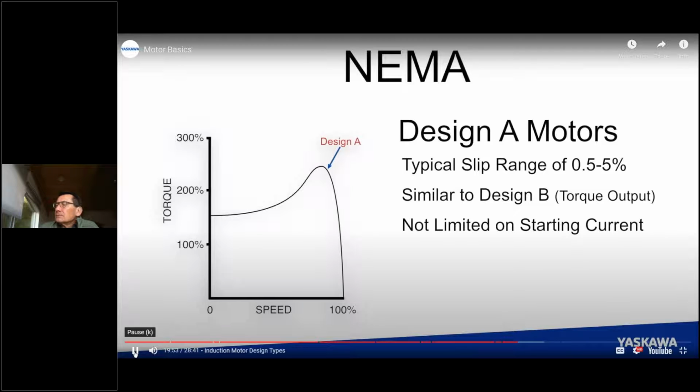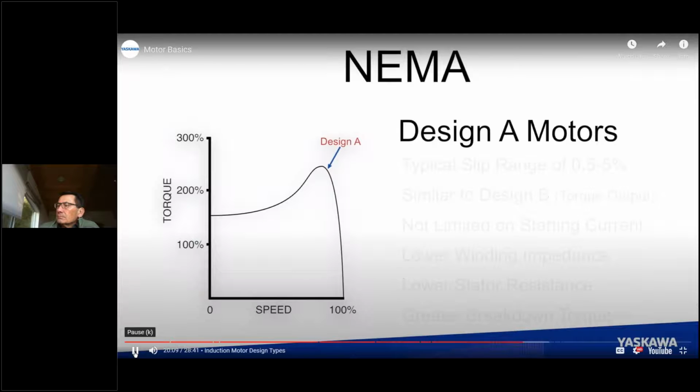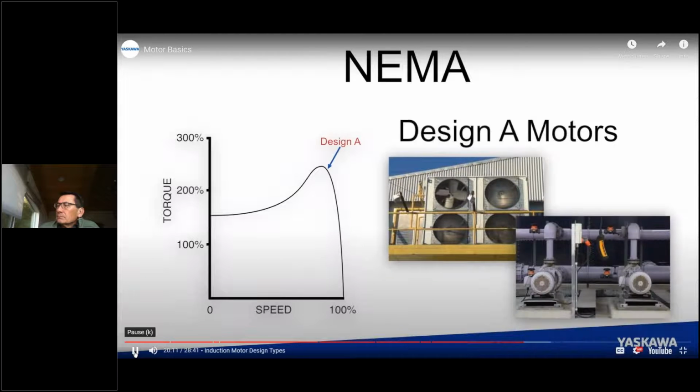However, these motors are not limited on their starting current. This allows for lower winding impedance, which in turn lowers stator resistance, making Design A one of the most efficient motors from an energy standpoint. Design A motors often offer greater breakdown torque than Design B. Centrifugal fans and pumps are typical Design A applications.